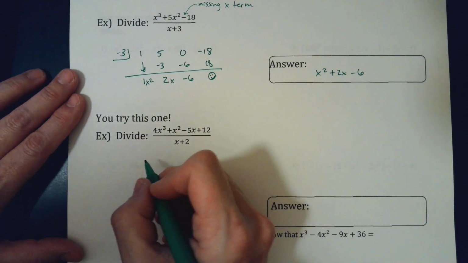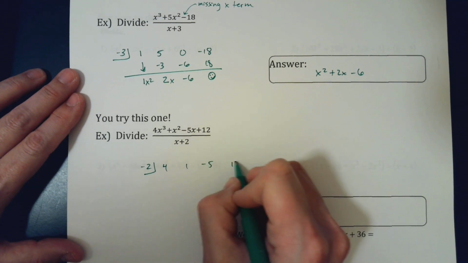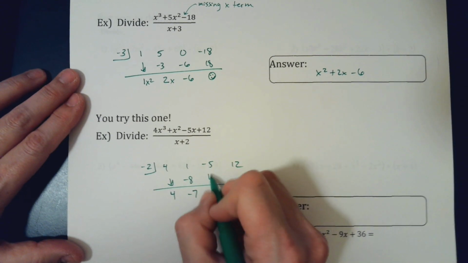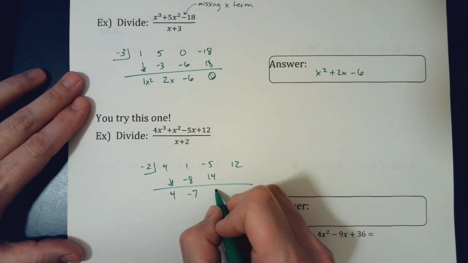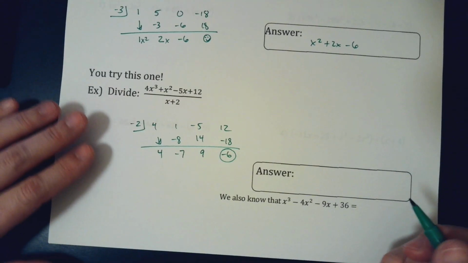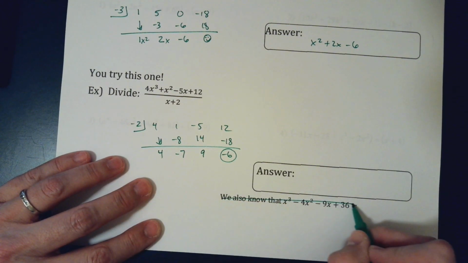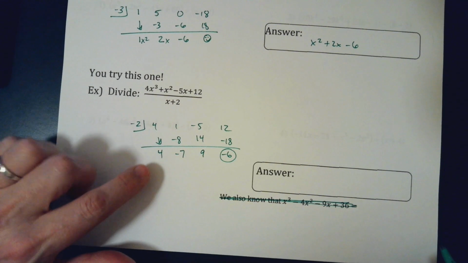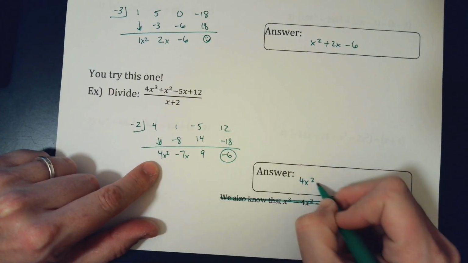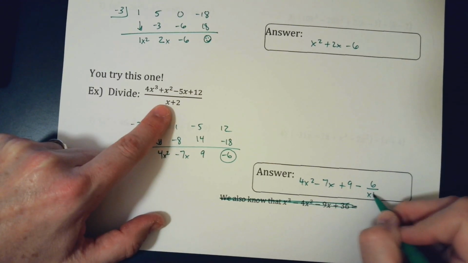All right, so let's see what you got. It's all in order. So negative 2 in the box, 4, 1, negative 5, 12. So you should have had 4, negative 8, negative 7, 14. Oh, let's see, 9, and negative 18, and then negative 6 remainder. All right, so your answer should have been x squared and x, so 4x squared minus 7x plus 9 minus 6 over x plus 2.